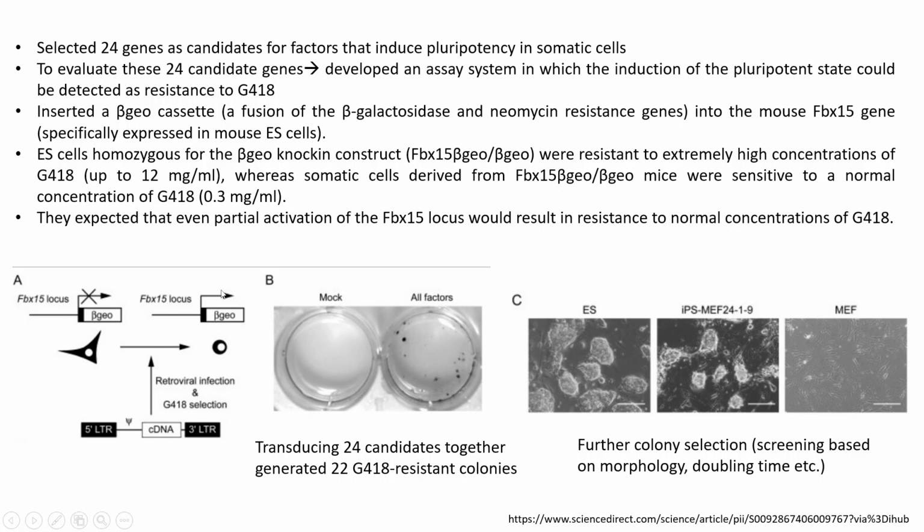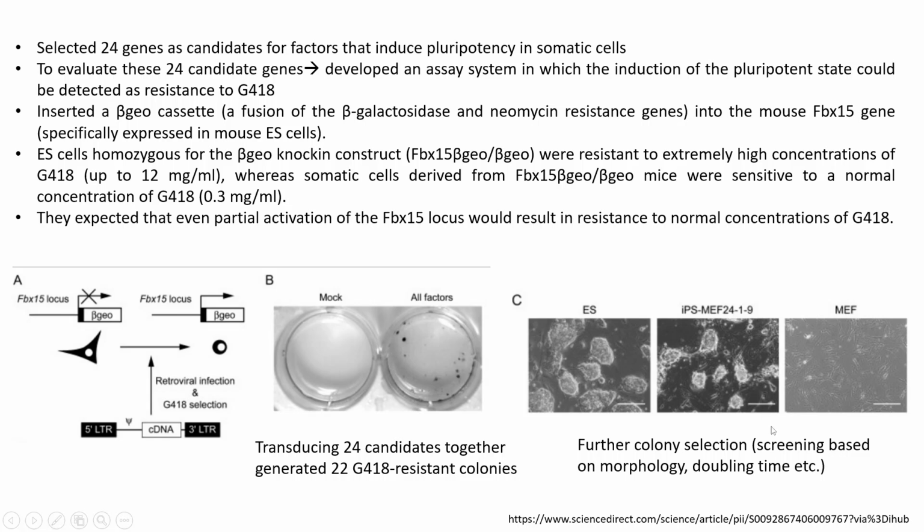Okay, so here they did the 24 candidate genes individually, one by one, not mixing together. They didn't see any pluripotency. I haven't shown that figure. Here they have added all 24 candidates together. So they used the retrovirus for all 24 of the candidate genes together in these cells. And what they saw is that they got 22 G418 resistant colonies, meaning that there are 22 colonies where some or all of these viruses have gone in and induced some amount of pluripotency.